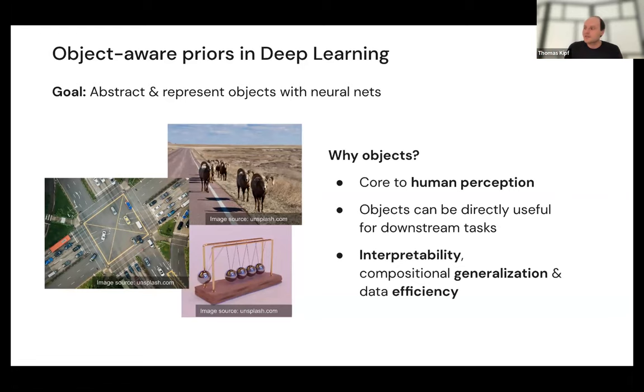That raises the question of why we care about objects in perception or in machine learning in general. One particular aspect is that they're really core to human perception. If you want to learn from human intelligence and human perception anyway, then one interesting phenomenon we should be able to model is objects and the things that they facilitate. Of course, this doesn't have to be something explicit somewhere in the model, but the model should facilitate learning those kinds of representations. And objects can also be directly useful for certain downstream tasks.